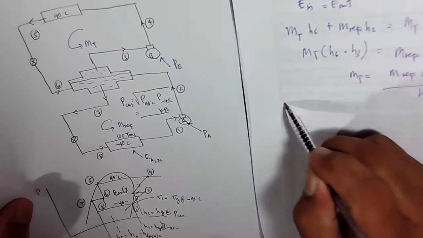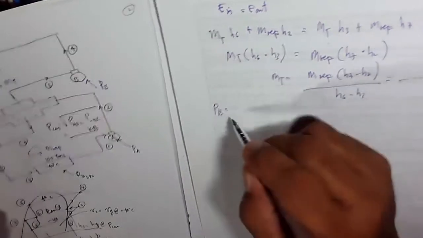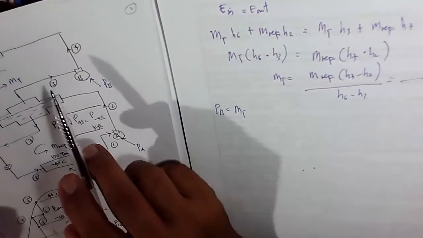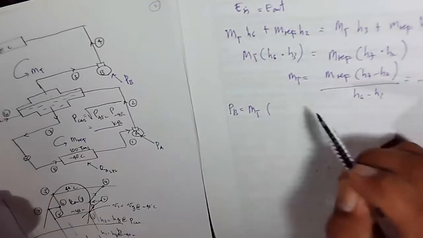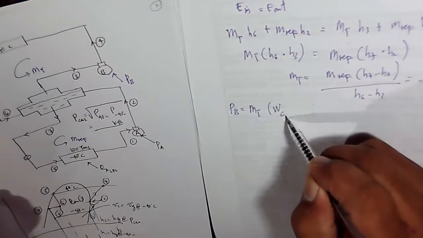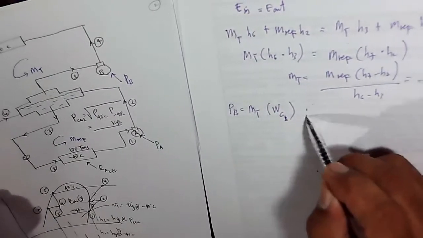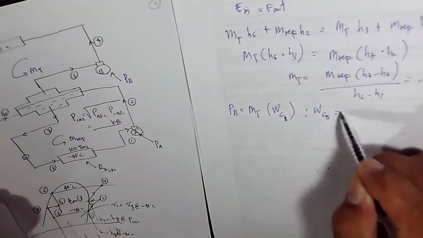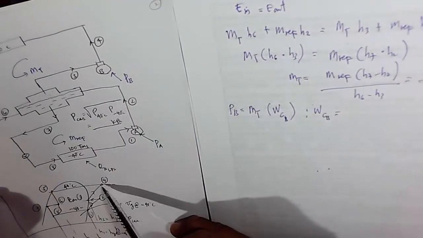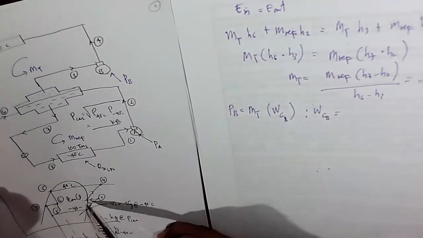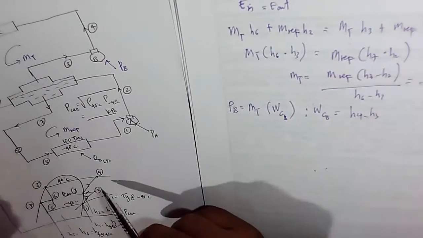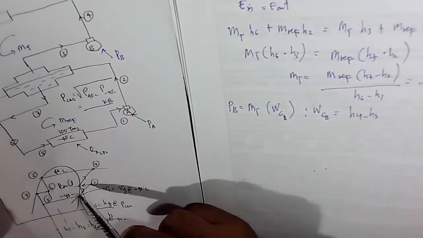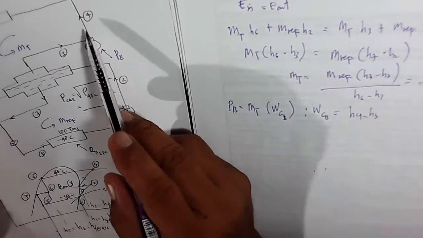Your PB now is equal to the mass entering your compressor B, multiplied by the work of compressor B. Your work of compressor B is simply equal to H4 minus H3. Upon that, you have your kilowatt.